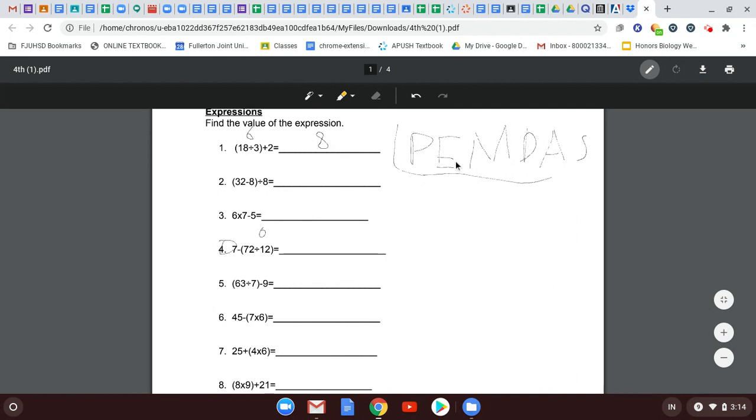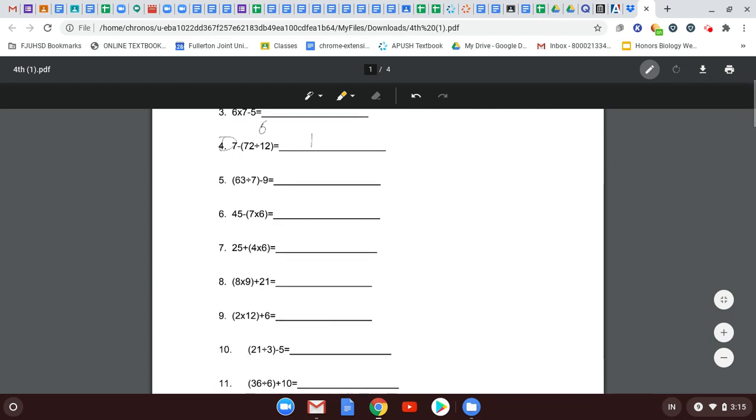Then we have to go on to the next step, which is exponents. We don't have any exponents. Next, we go on to multiplication and division. There are no multiplication and division. Then there's addition and subtraction. There is subtraction, so we will do that step next. So 7 minus 6 equals 1.